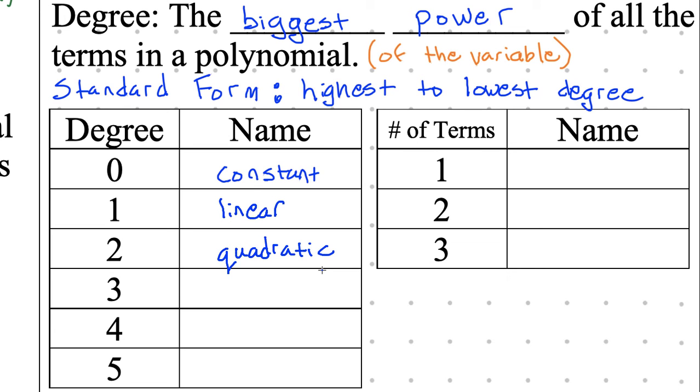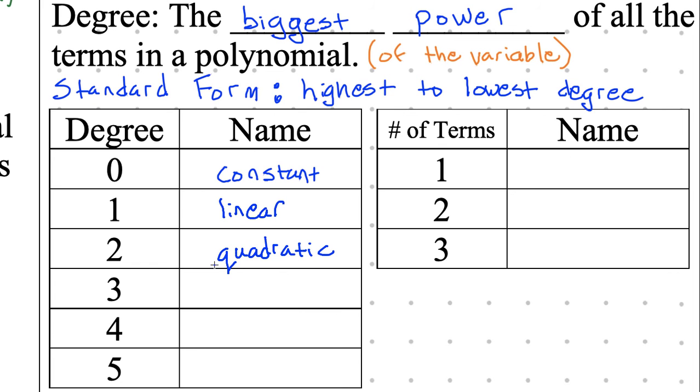And you might be looking at this list and saying, we did exponentials, so where are they on this list? Exponentials have a variable in the exponent instead of a power in the exponent, so they actually don't go on this list. Nor do logarithms and a bunch of other things.